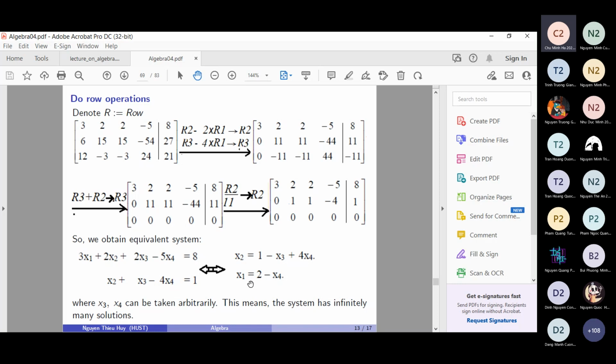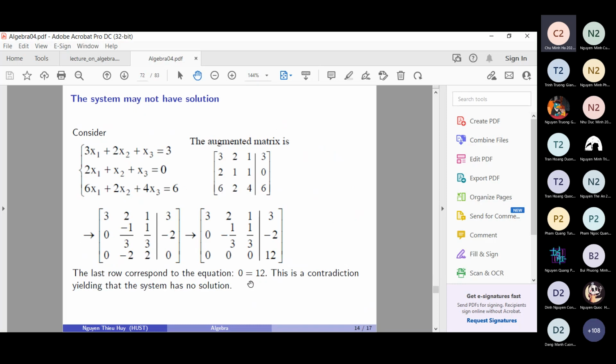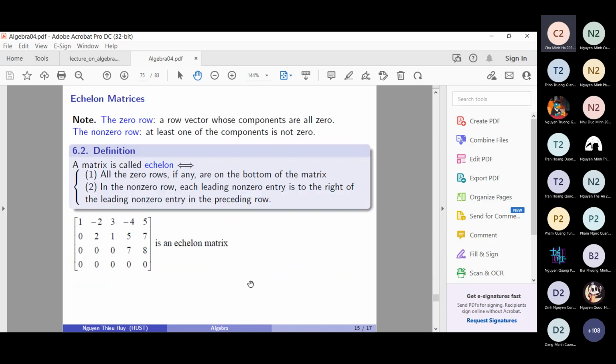And it's good, right? Because in this case you have infinitely many solutions, because here x3, x4 can be taken arbitrarily, any value. Good. This is the way we can do it when the system has infinitely many solutions. Now we return to this here.